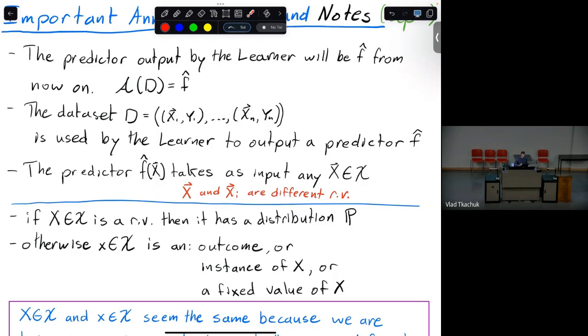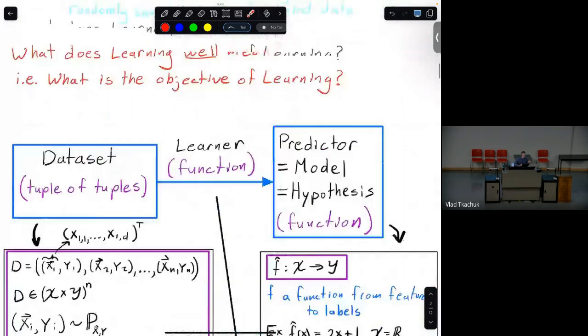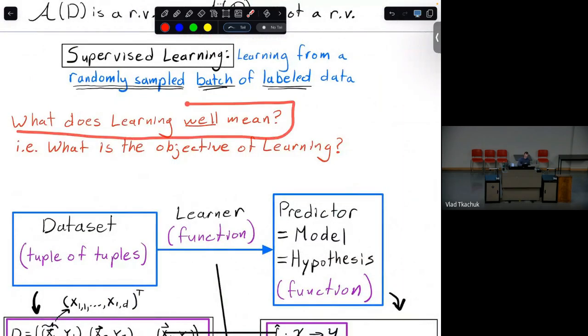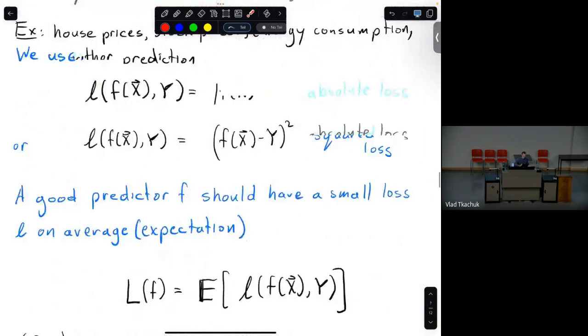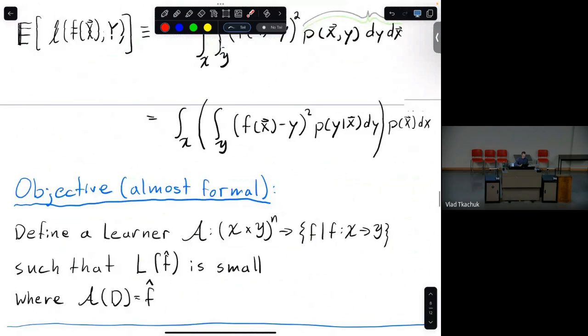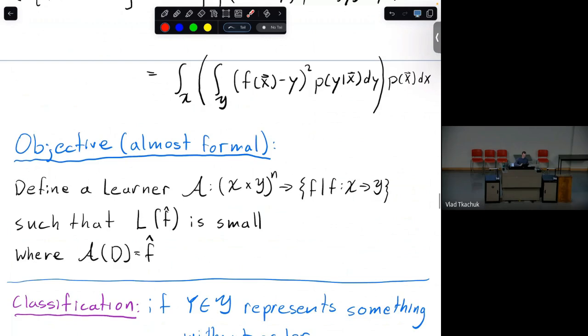Okay. Just to recap from last class, in last class we defined what learning well means. Roughly speaking, let's get to the objective here. We had two parts to the objective. This is the almost formal one, which is probably easier to look at first. We said we just want to define this learner, right? This thing that takes in a data set and outputs a predictor, such that this predictor that it outputs, which we call f hat, is going to be good at predicting labels. From unseen features, it can predict labels well.